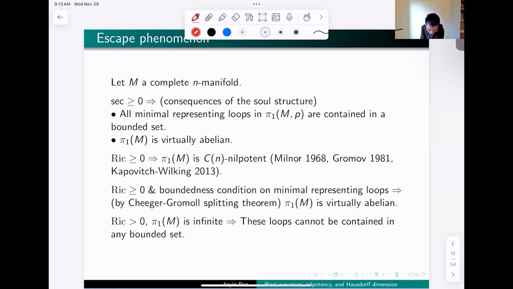On the other hand, this artificial condition, I mean, you say that they're all inside a bounded set. This is a very strong condition, a very restrictive condition, I would say. Because if you have positive Ricci curvature and you assume the fundamental group is an infinite group, for example, Nabonnand's example, that's a positive Ricci curvature and the fundamental group is infinite. Then it also follows from the splitting theorem that these loops must escape. They cannot be contained in any bounded subset.